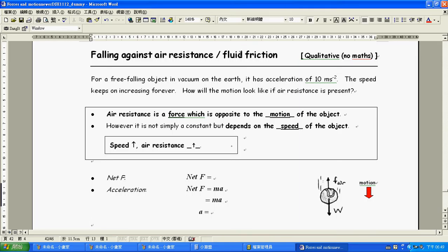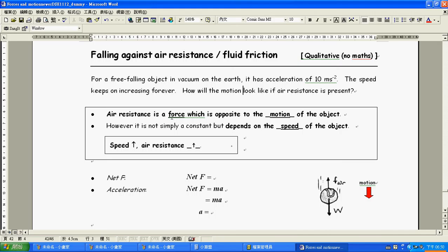The word fluid means liquid or gas. For a free-falling object in vacuum on the Earth, it has an acceleration of 10 meters per second squared. The speed keeps on increasing forever. How will the motion look like if air resistance is present?